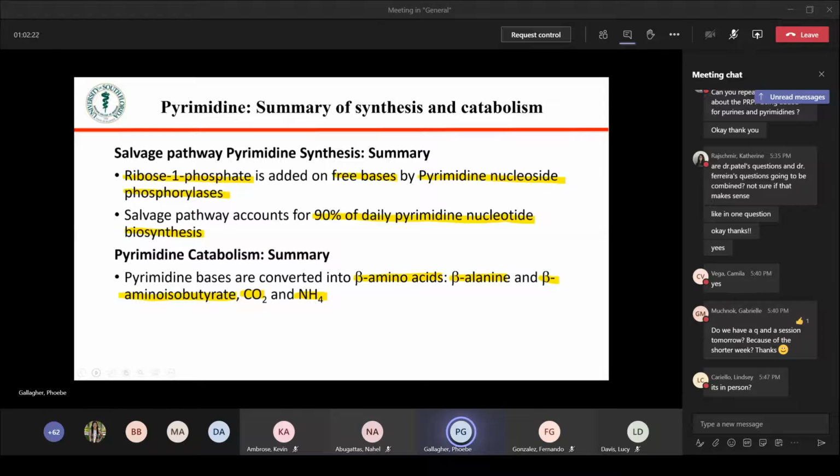Okay, and then same thing for the salvage pathways, understanding that you take a free base, and then you take the ribose 1-phosphate, and then you add them together by pyrimidine nucleoside phosphorylases. And then again, 90% of your pyrimidines, like 90% of your purines, are both going to be through the salvage pathway. And then for catabolism, like I said, the most important thing to understand here is that beta-alanine and beta-aminoisobutyrate are going to be your final end products. She also added these as end products as well, but I would say those are lower yield.